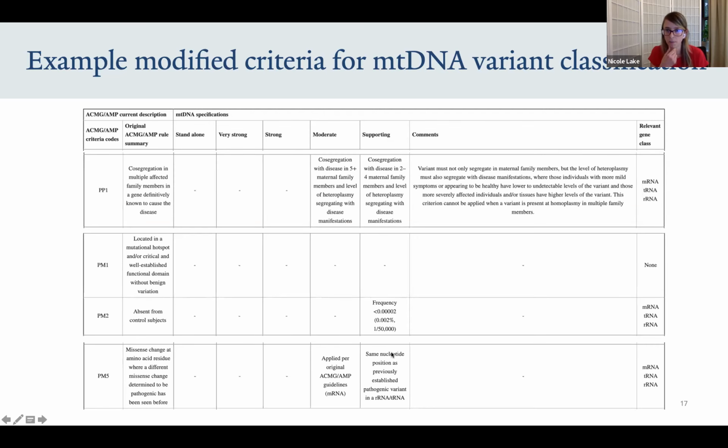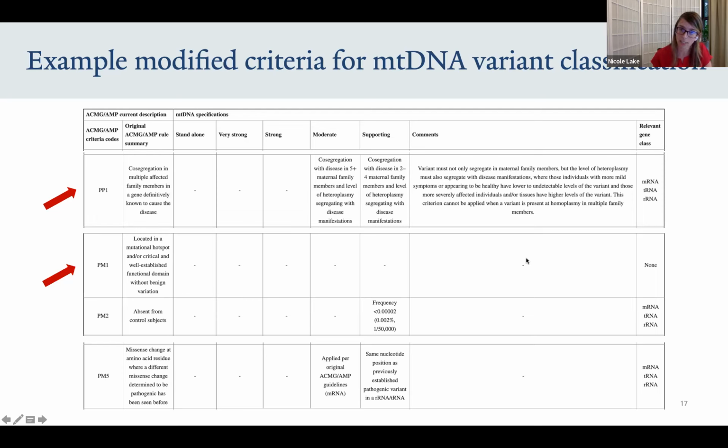So just to touch upon some of the pathogenic modifications. They've also provided some guidelines on how you could use segregation data to provide evidence of pathogenicity. So for example, a variant that's co-segregating with disease in at least 2 to 4 family members, maternal family members, as well as the heteroplasmy level segregating, can be used to support. And they provide some guidelines about how to factor in heteroplasmy levels and tissues tested as part of this.